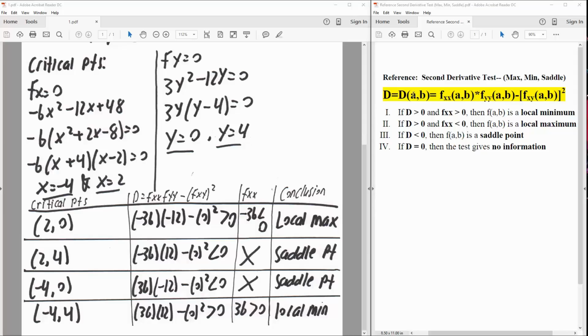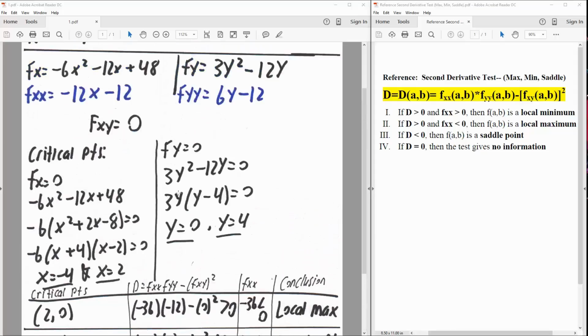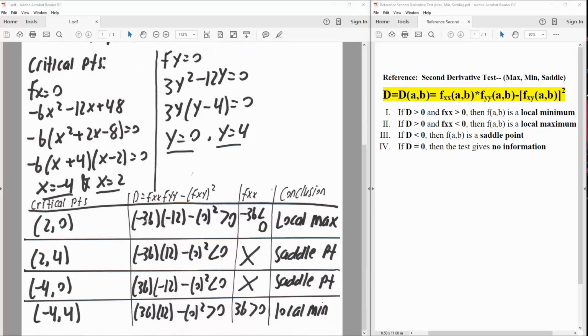So we say D is equal to fxx times the second partial derivative in terms of y minus fxy squared. And so what we're going to do is essentially plug in our critical points, like (2, 0). We plug it in. So we would get negative 12 times 2 is negative 36. Then we plug in a y. So y is 0 for this, so 0 minus 12, so negative 12. And what we notice here is that we have a value greater than 0. So D is greater than 0. So it's one of these two, local max or local min.